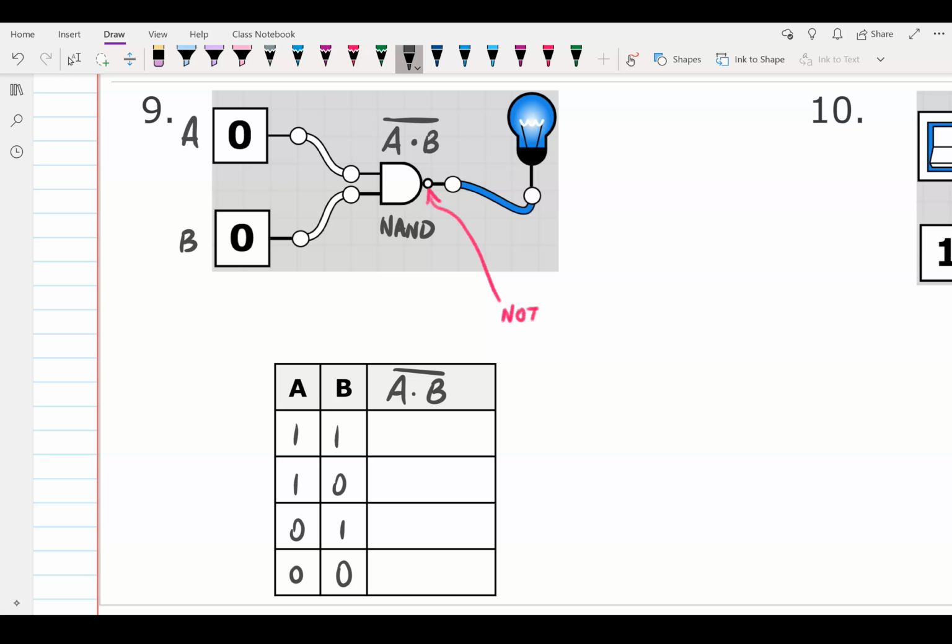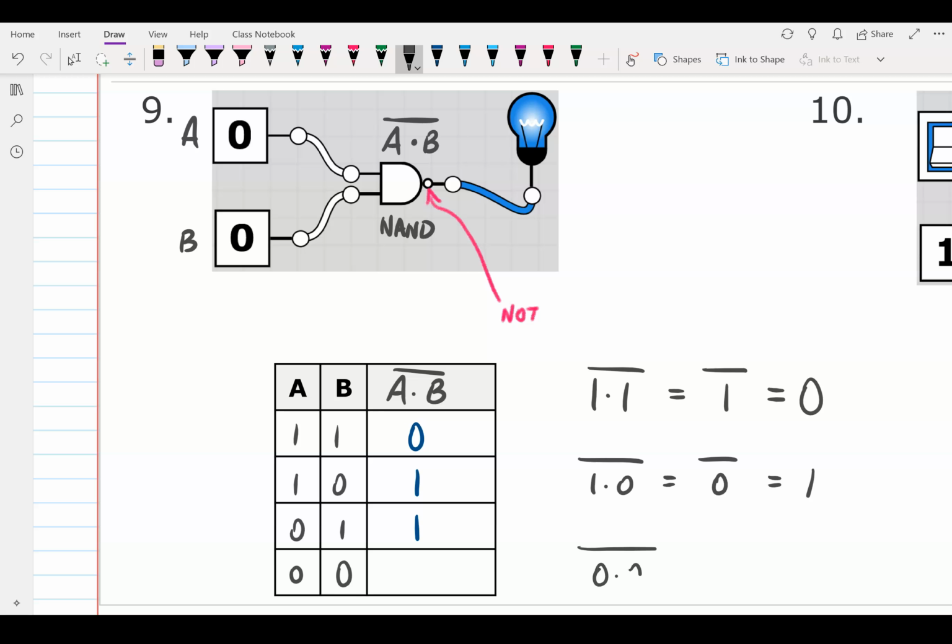So 1 times 1, let me show you the work. 1 times 1 is equal to 1, which must be equal to 0. So until you get good at this, you'll have to do this by hand and step by step, but eventually you can do it in your head. The next one, we have 1 and 0. So we have not 1 times 0, which is the same as not 0, which must be 1. The exact same case is true for the second step, so I don't need to do that again. And then we have not 0 times 0. Not 0 times 0 is not 0, which must give 1.